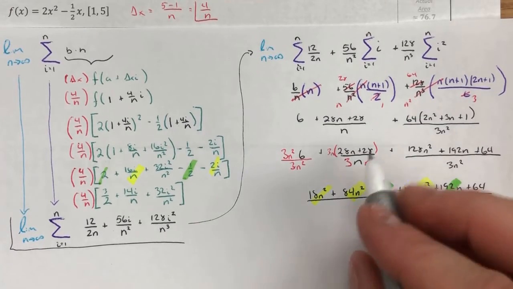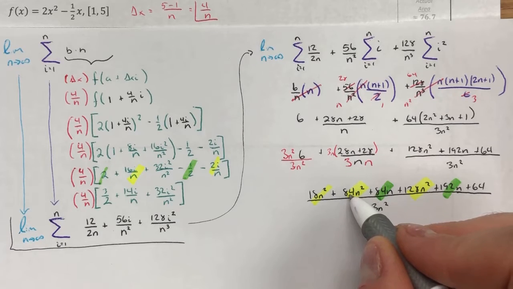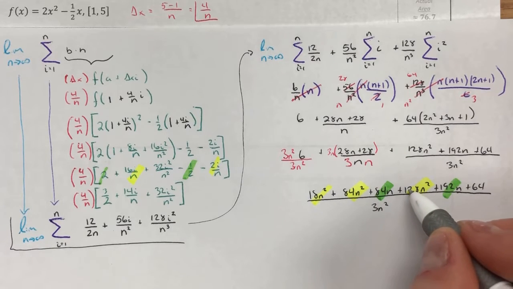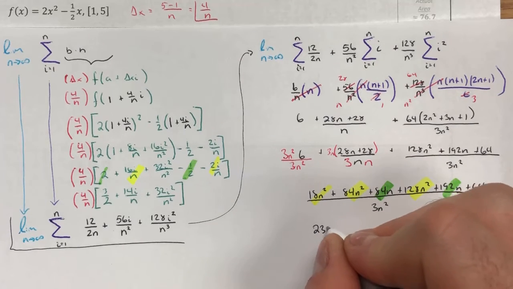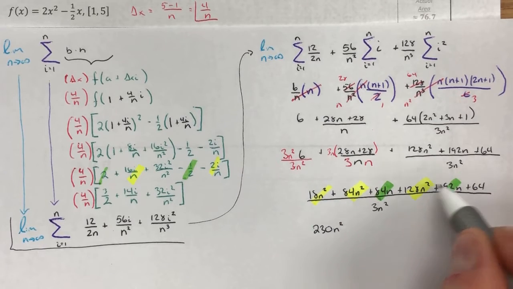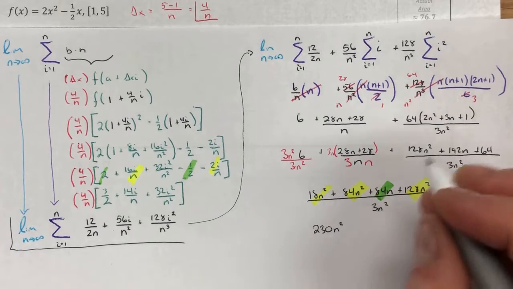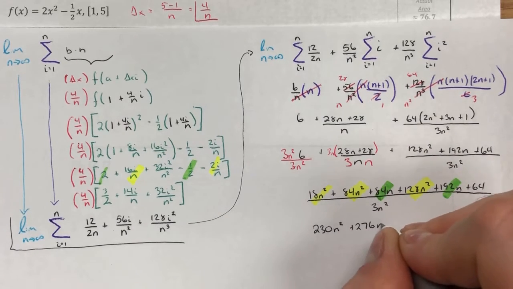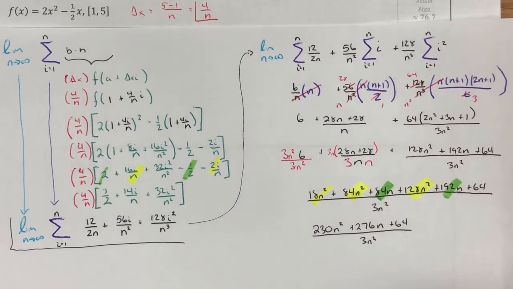So if I copy down the n squareds, 18 plus 84 is going to be 94. That's going to be 102. 102 is going to be, let's see, 102 would make that 130, 230. 84 plus 192. Let's see, that 4 is going to make that 196. Plus 19, that's going to be 276. Okay.